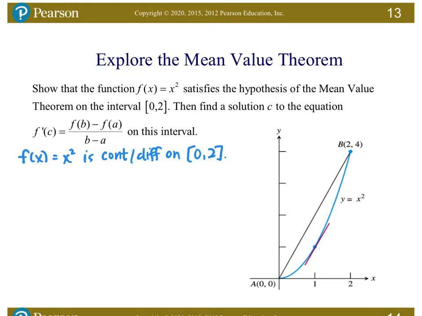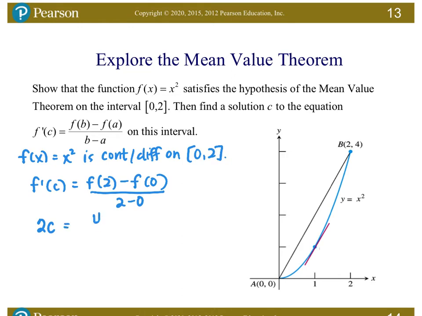So we need to find the point c that would be equal to f of 2 minus f of 0 over 2 minus 0. So f prime at c would be 2c. That's the derivative with c plugged in. Okay, the derivative is 2x, but we're finding it at point c.